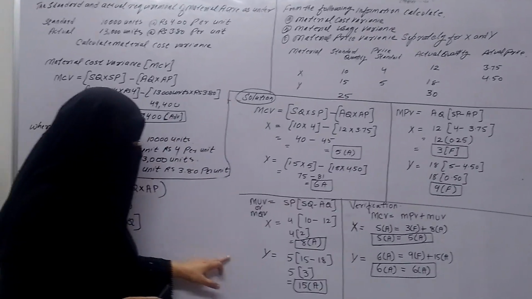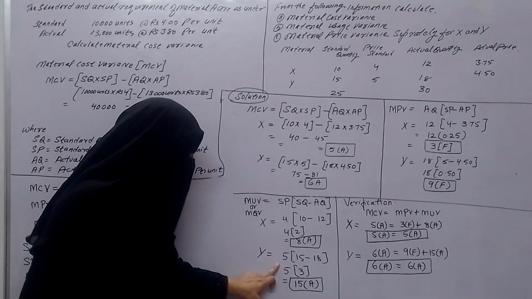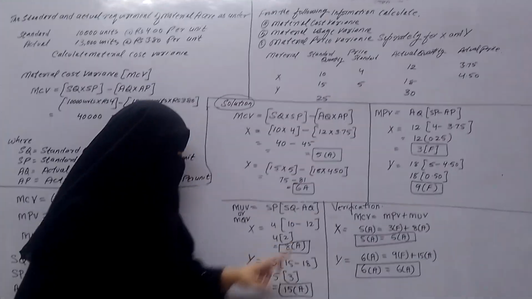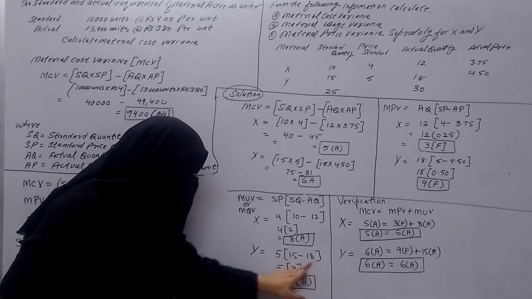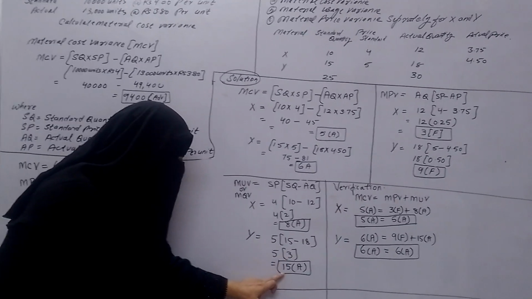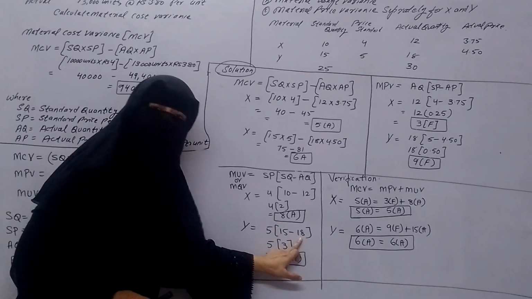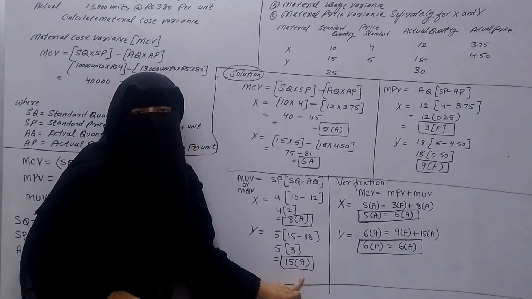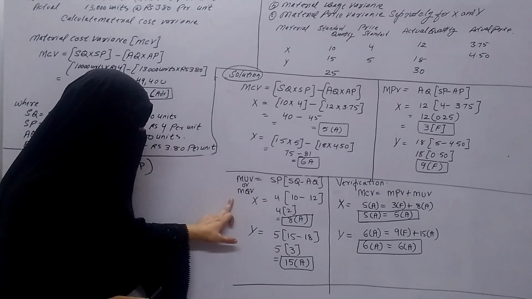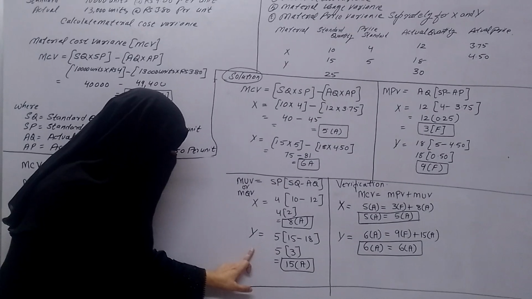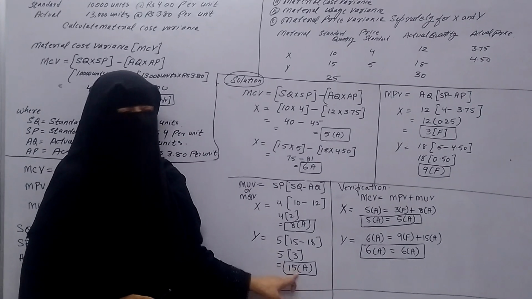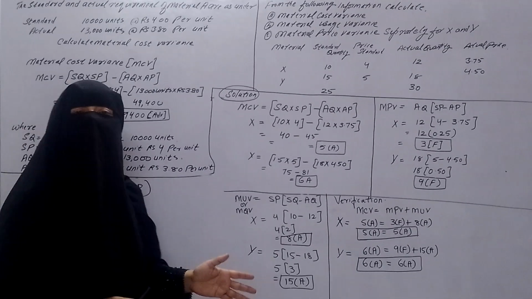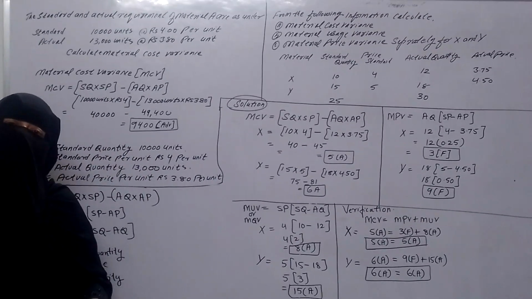Now for material Y, standard price is 5, standard quantity is 15, actual quantity is 18. So 5, 15 minus 18, 3. 5 into 3, 15. Again actual quantity is more. So this 15 is also adverse. For material X, 8 adverse. For material Y, 15 adverse. And we have calculated material cost variance, material price variance and material usage variance.